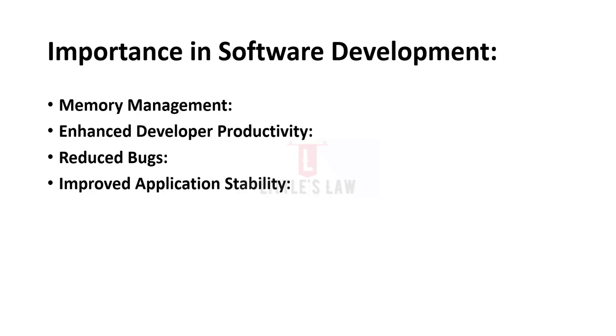The third importance is reduced bugs. By automatically cleaning up unused memory, garbage collection reduces the chances of memory related bugs and vulnerabilities in software. And the last importance, which I would say, is improved application stability. Proper garbage collection helps prevent memory exhaustion and application crashes due to excessive memory consumption.